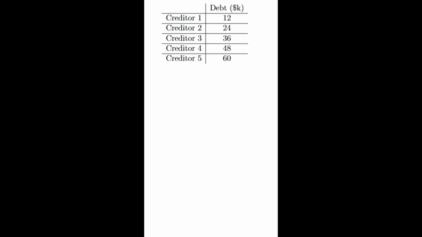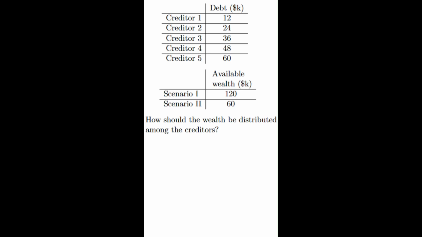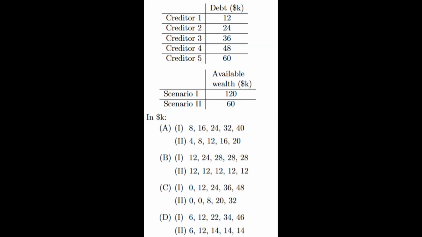Bonus question. A person dies owing debts to 5 creditors as shown. How should the person's wealth be distributed among the creditors? Considering 2 different hypothetical figures for the person's available wealth, here are 4 options. Pause the video and see if you can work out what's going on in each option.